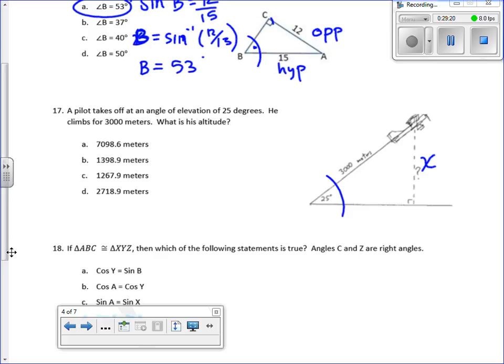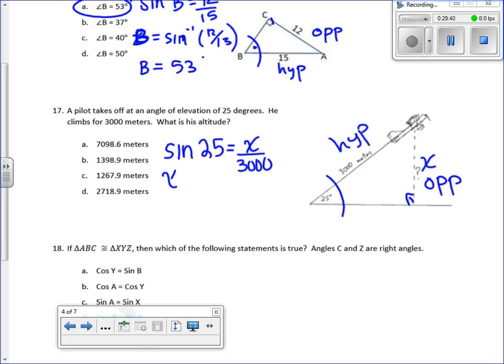So that tells me where our x is. This is opposite. This is the hypotenuse. Here's my right angle pointing to the hypotenuse. And that's going to be another sine function. So the sine of 25 degrees equals the length of the opposite side over the length of the hypotenuse. X is on top. So that means to solve this, I'm going to multiply 3,000 times the sine of 25.